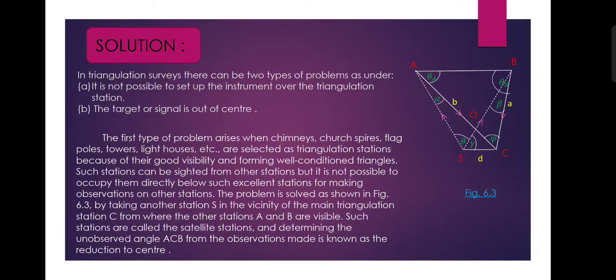The problem is solved as shown in figure 6.3 by taking another station S in the vicinity of the main triangulation station C from where the other stations A and B are visible. Such stations are called the satellite stations, and determining the unobserved angle ACB, which in figure 6.3 we can see as denoted by phi, from the observations made, is known as the reduction to center.